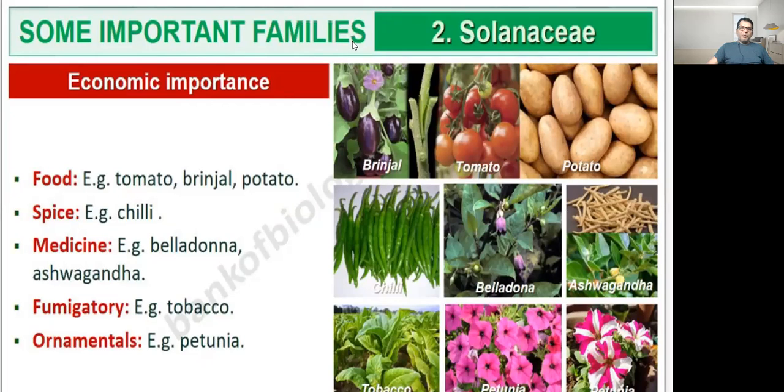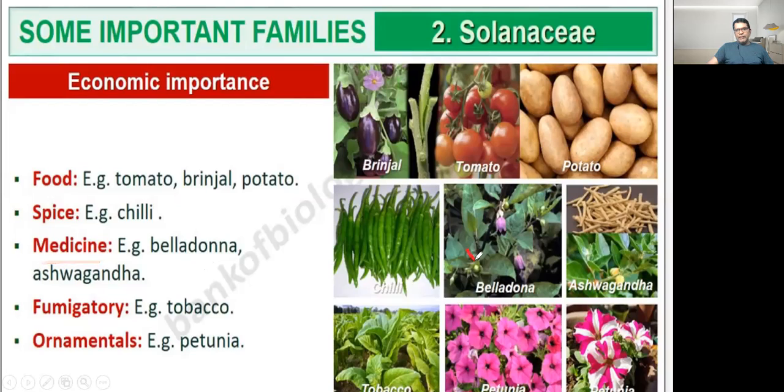Then economic importance of this family. The plants of this family provide us food, some spices, medicine, fumigatory, and some of them are ornamental. The plants provide us food like tomato, brinjal, and potato. This is brinjal, tomato, and potato. Then they provide us spices like chili, which also belongs to this family. Chili, brinjal, tomato, potato.